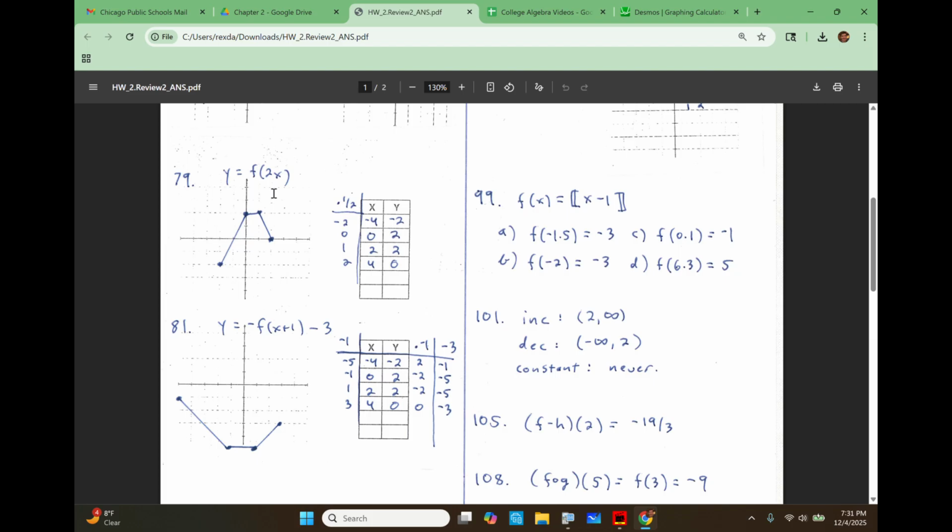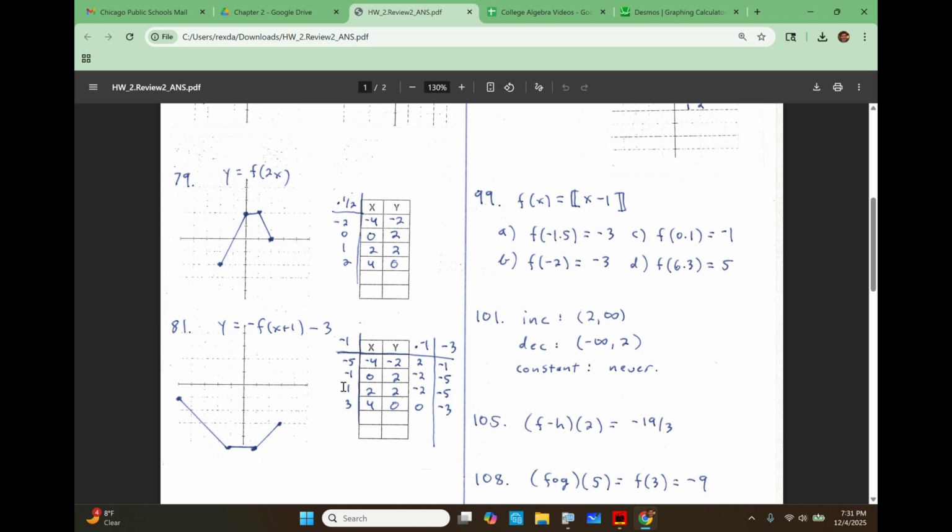81. So negative f of x plus 1 minus 3. Let's keep track of these 4 points. Always do your horizontal shifts first. Always do your vertical shifts last. So first thing I'm going to do is take all these x values and take one away from all of these x values.